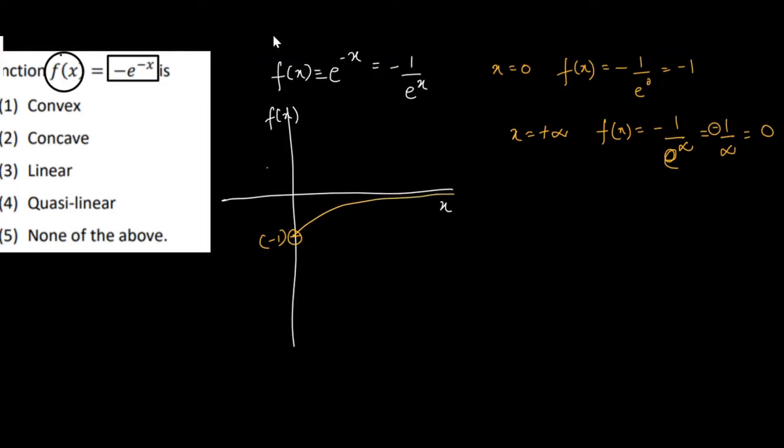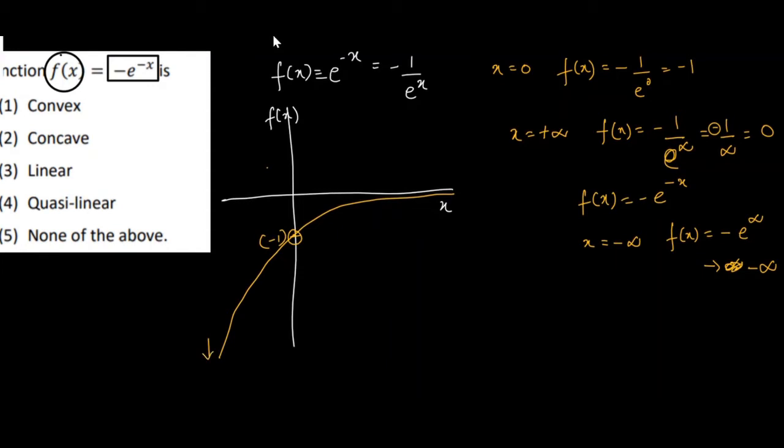So this curve will go like this, and since f(x) is equal to minus e to the power minus x, if I put x tending to minus infinity, so f(x) will be minus of e to the power minus of minus infinity, which would be plus infinity, which means f(x) will tend to minus infinity. So the nature of this curve will be like this.